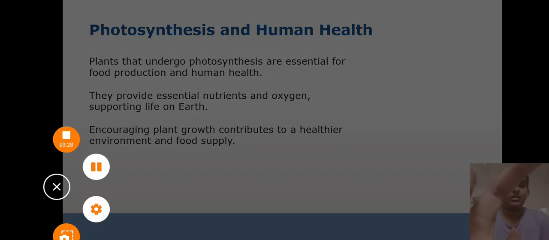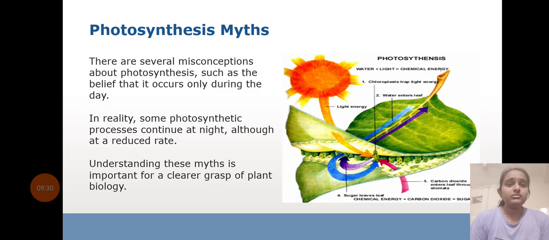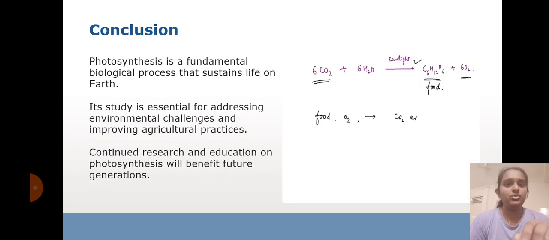Photosynthesis myths. There are several misconceptions about photosynthesis, such as the belief that it occurs only during the day. In reality, some photosynthetic processes continue at night, although at a reduced rate. Understanding the myths is important for a clear grasp of plant biology.